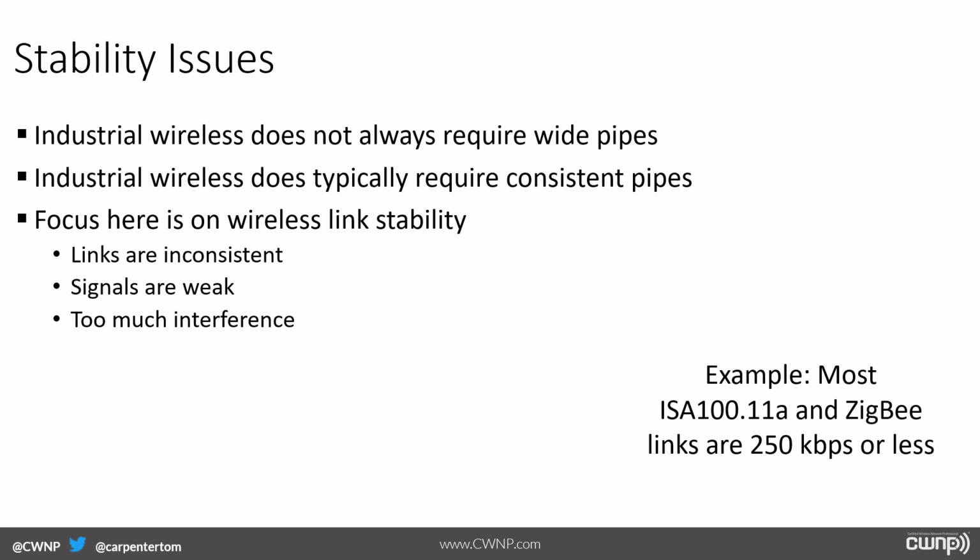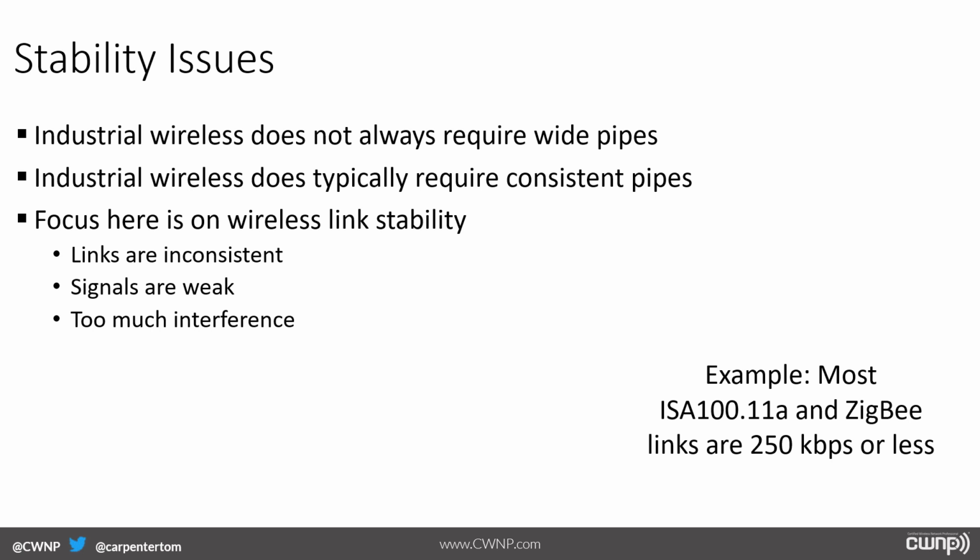Or there could be too much interference. The wireless network is using channels or frequencies that many other devices are using as well. So as an example of this not necessarily needing a wide pipe, two of the most popular protocols in industrial wireless are ISA 100.11a and Zigbee. And most of them, the links are 250 kilobits per second or less. So it's not about having a huge pipe.